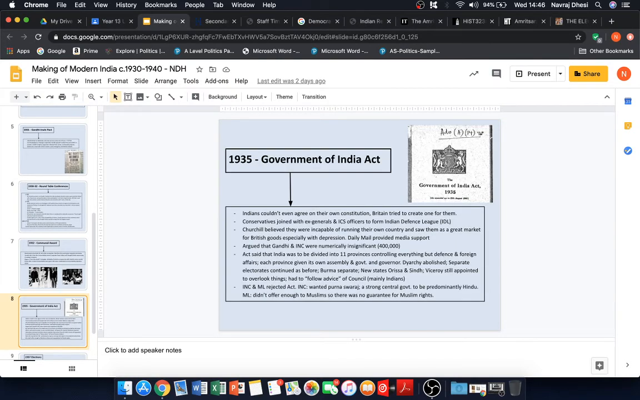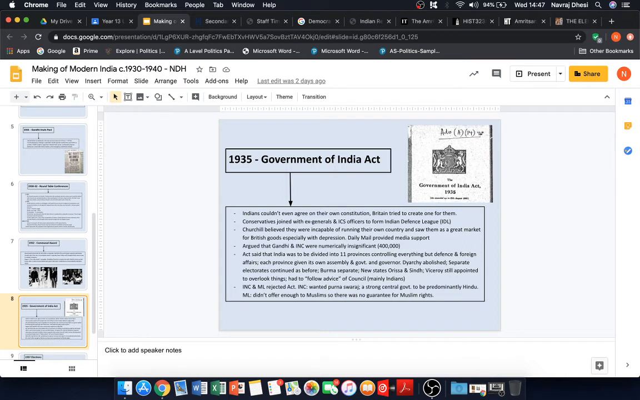The 1935 Government of India Act. So the Indians couldn't agree on their own constitution, so Britain tried to create one for them. Conservatives joined with ex-generals and Indian civil service officers to form the Indian Defence League. Churchill believed they were incapable of running their own country and saw them as a great market for British goods, especially with the Depression. So the Daily Mail obviously provided media support to the Conservatives at the time.